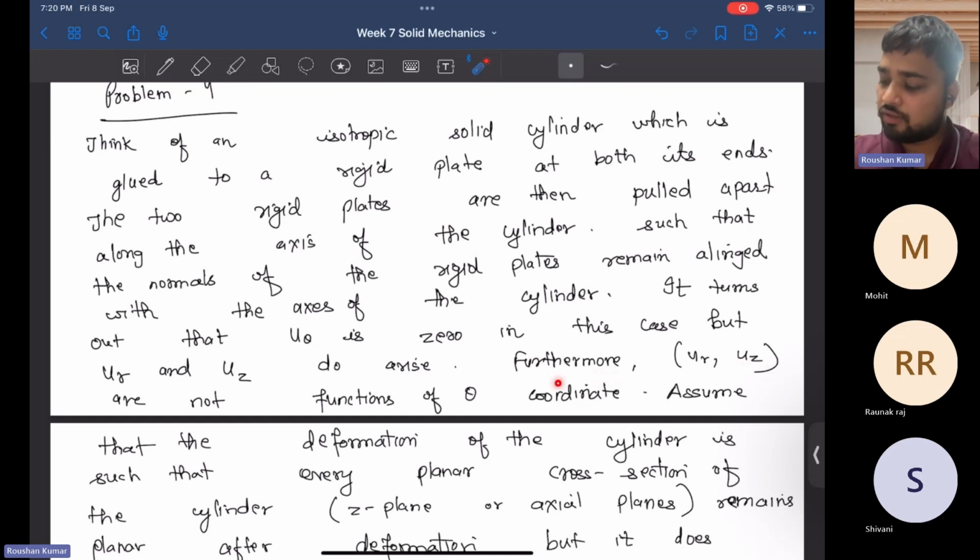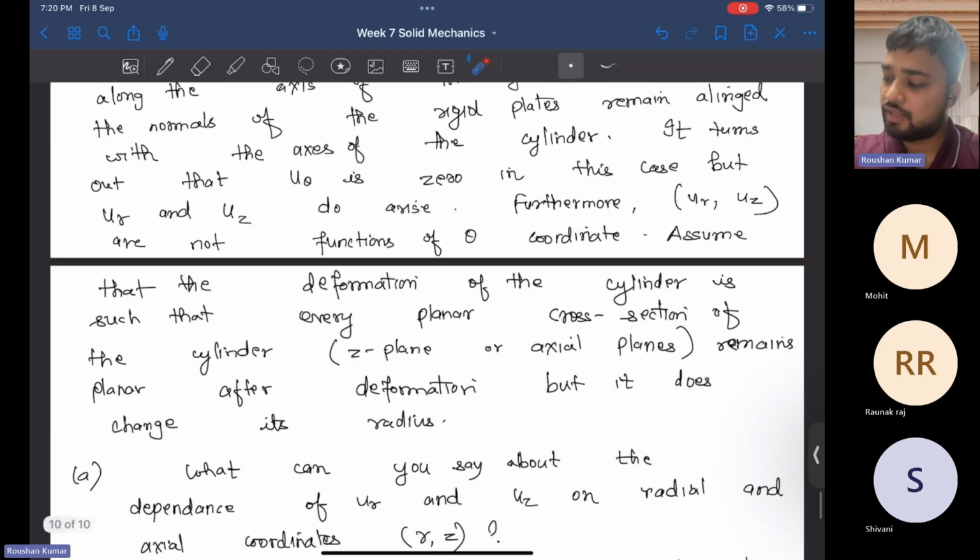Furthermore, ur and uz are not functions of the theta coordinate. Assume that the deformation of the cylinder is such that every planar cross section, that is the jet plane or axial plane, remains planar after deformation. That means there is no out of plane deformation. The only deformation that will happen is the change of radius, that is along the radial direction there may be a change in the line element, but it does change its radius.